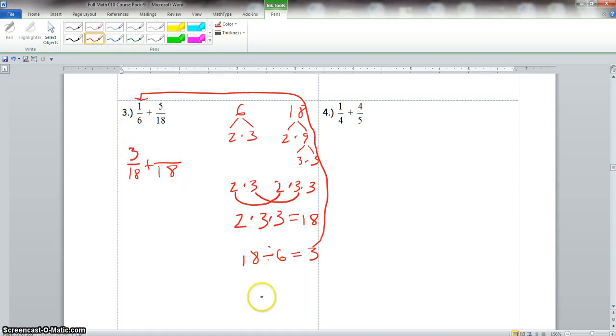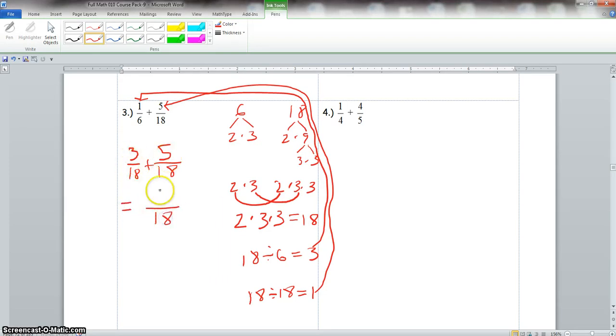Now we take the new denominator, which is 18, divided by the old denominator, which also happens to be 18. Now we know 18 divided by 18 is 1. So we would take this 1 here and multiply it by the 5. 1 times 5 is 5. Now we combine the like terms. The common denominator is 18, and we take 3 plus 5, which is 8.